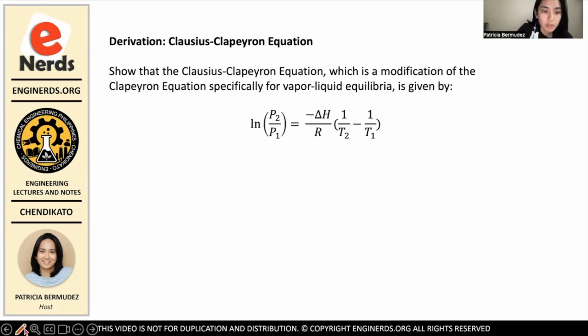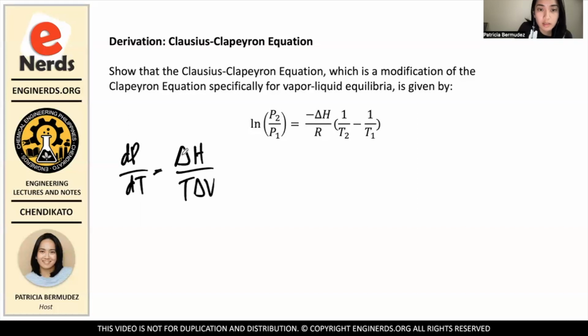So here, in the problem, it stated that the Clausius-Clapeyron equation is a modification of the Clapeyron equation. So it only means to say that is where we will start to derive this equation. And what is our formula for the Clapeyron equation? We know that it is dP over dT is equal to delta H over T delta V. And we know that this delta H and delta V signify the difference between the enthalpy and the molar volume, respectively, of the two phases that are in equilibrium.